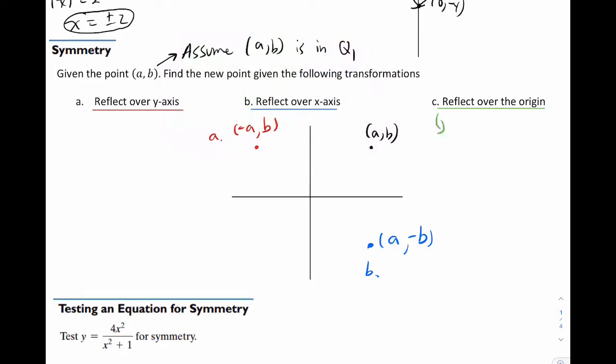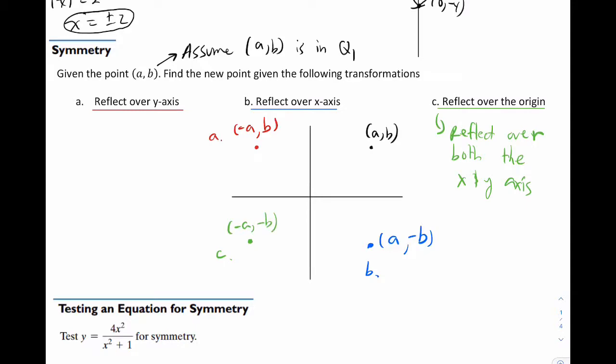Last part we'll do in green. To reflect over the origin, you simply reflect over both the x and y axis. So that point should be in quadrant 3. We'll see it's right about here. That's part C, and again, they are both negated.